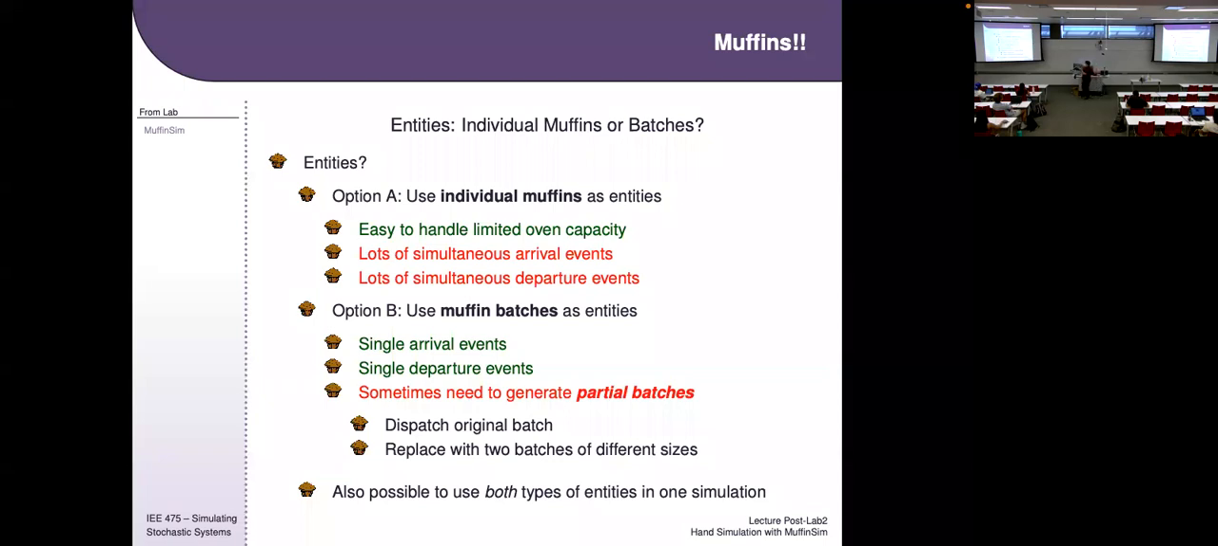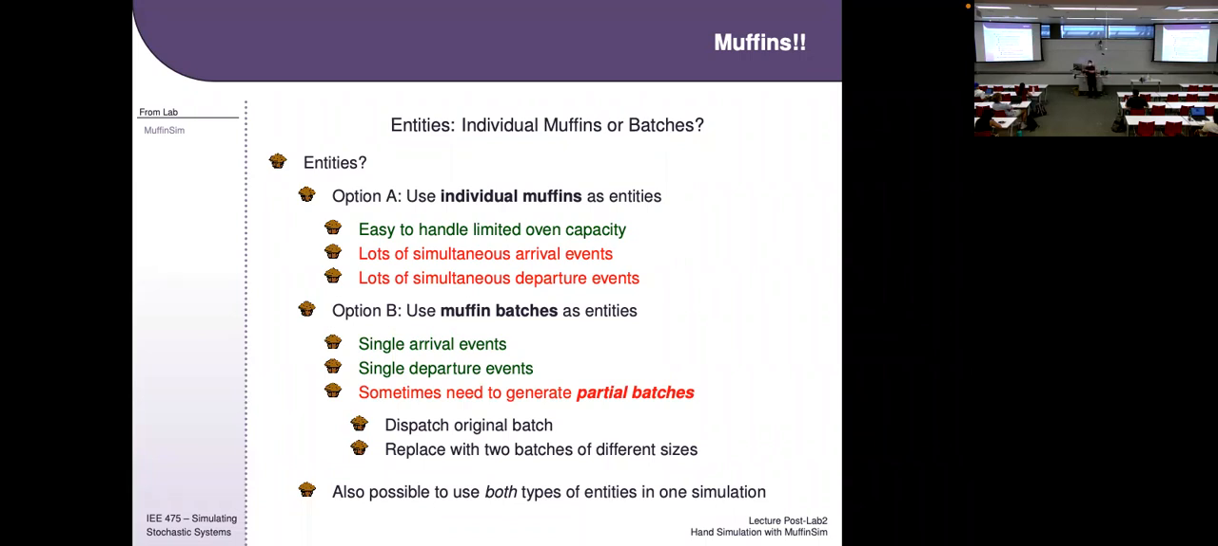So when we're building these DES sims, we have the ability to use batches as entities, but once you use the batch as an entity, you may need to generate partial batches later and deal with that in the middle of your sim, destroying an old entity and creating 2 new entities with these 2 different sizes. And that's totally possible to do. You can actually do both in one simulation. You can have batches arrive, have them be turned into individual entities, run through the sim as individual entities, and then get batched at the end, or vice versa. There are all sorts of ways we can do that, but I wanted to introduce the idea of batching in this muffin sim.